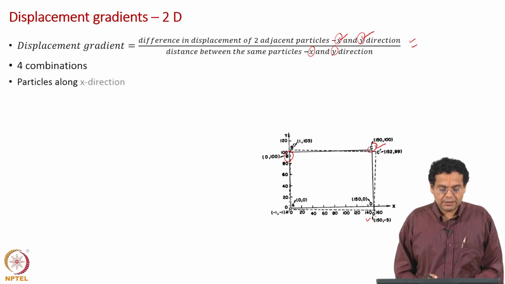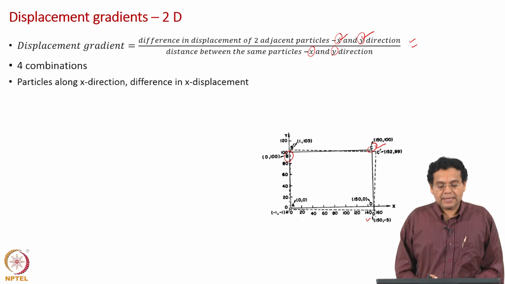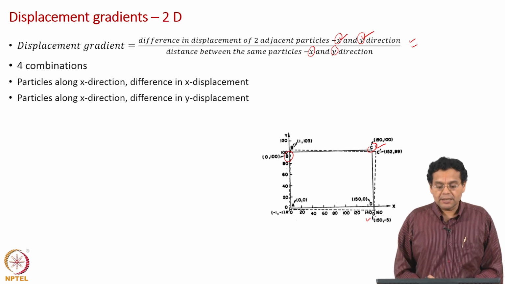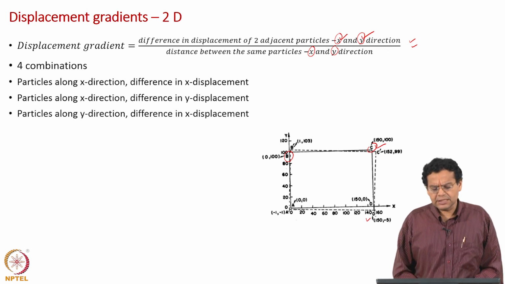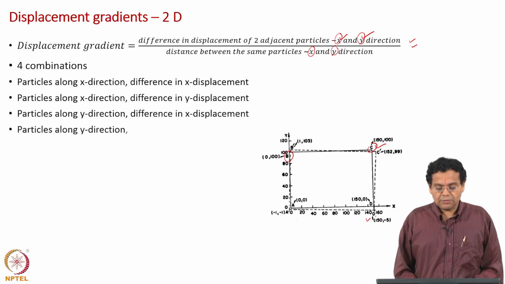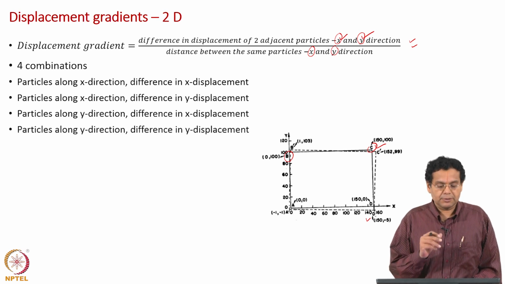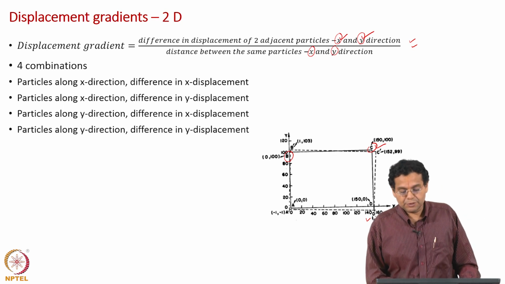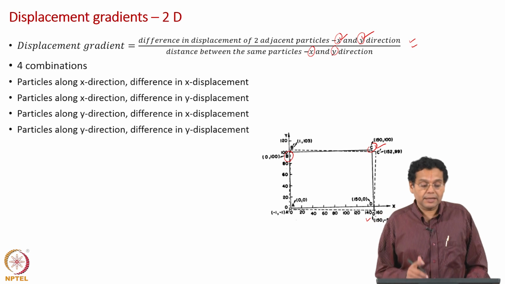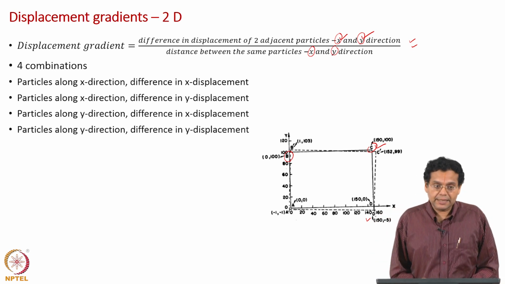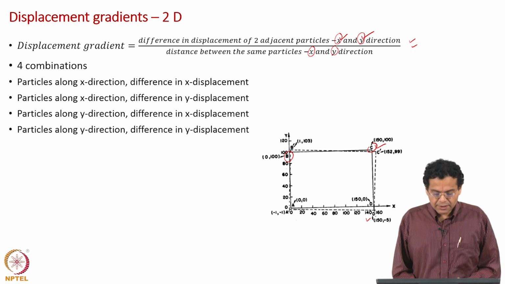So, let us write here particles along x direction, for them difference in x displacement, particles along x direction once again, but now difference in y displacement. Similarly, particles along y direction, difference in x displacement, particles along y direction once again, but difference in y displacement. So, numerator x and y direction, denominator x and y direction. So, you can calculate 4 displacement gradients. Let us do that now.